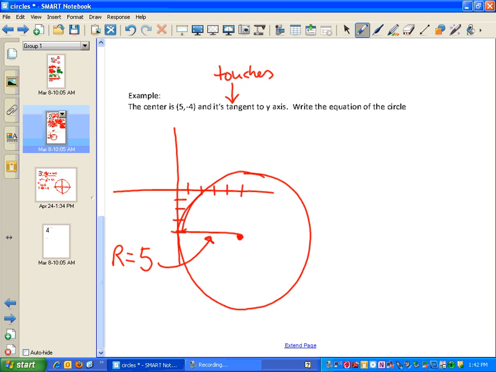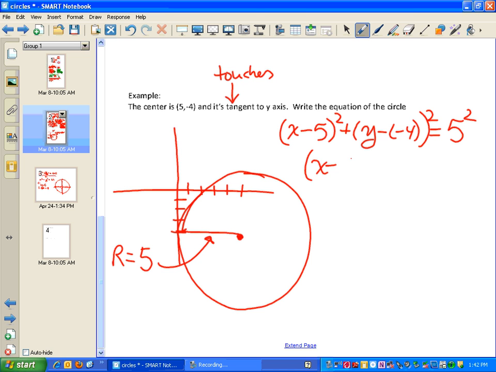Okay? So that means now that x minus 5 squared plus y minus negative 4 squared is equal to 5 squared. So that's x minus 5 squared plus y plus 4 squared equals? You got it. We're just using the same formula over and over and over again.